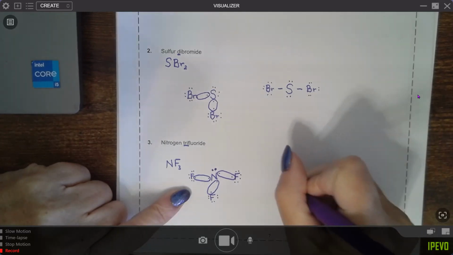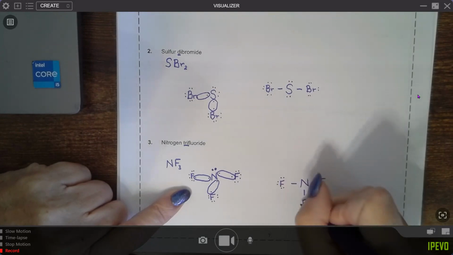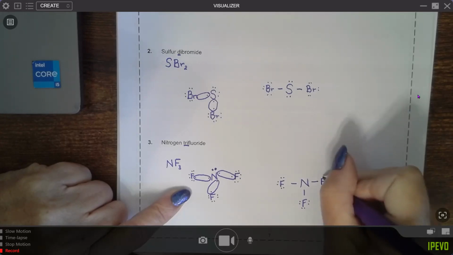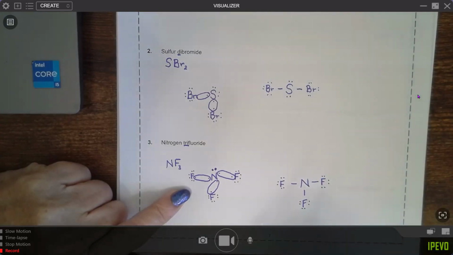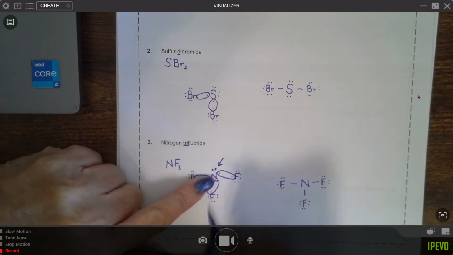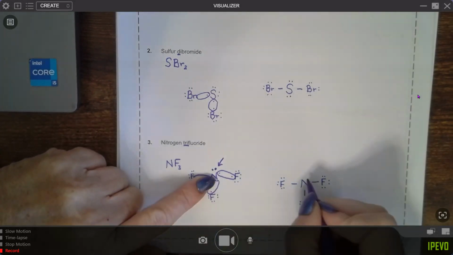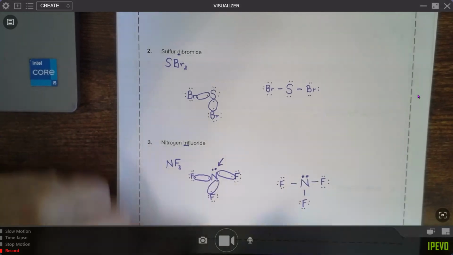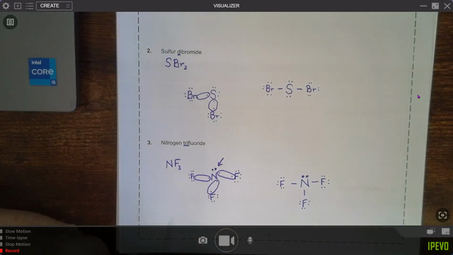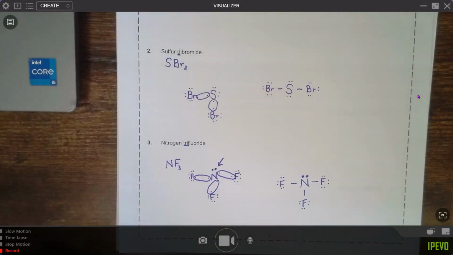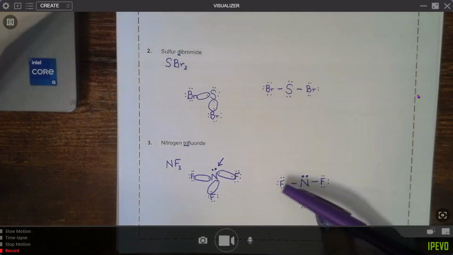And then don't forget to put your pairs around the fluorine. And then here's one that a lot of people forget. See the lone pair of electrons on the central atom? Okay. Nitrogen has to have that lone pair so that it has 8 electrons in its valence shell.